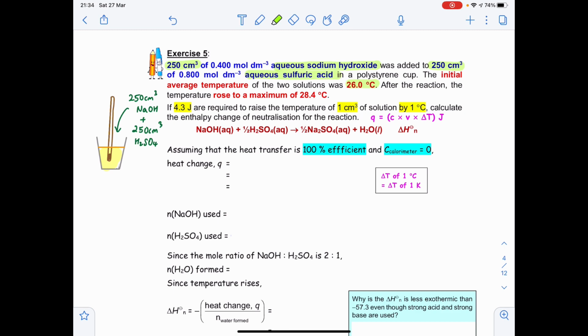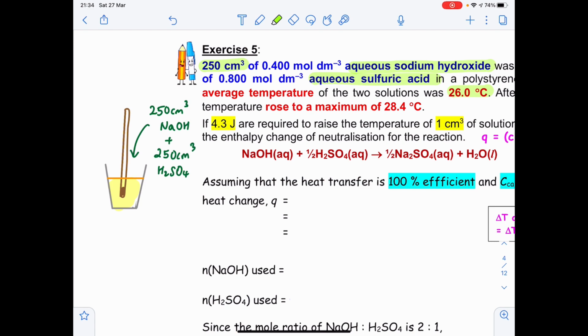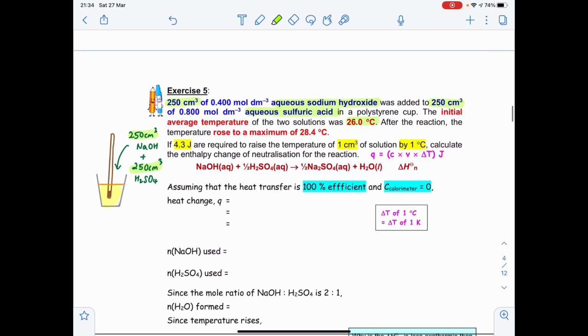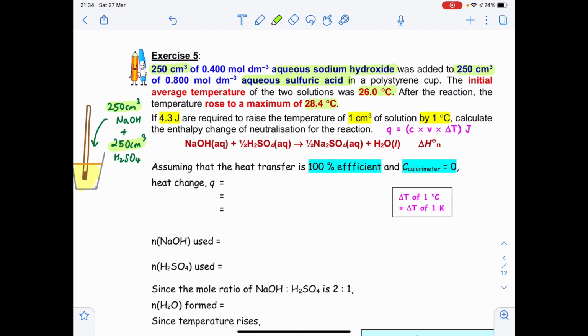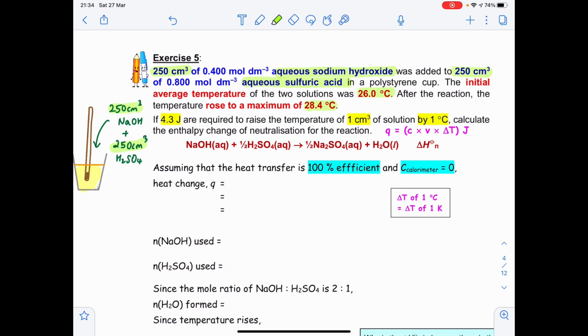I will draw a setup for the experiment to remind myself of the total volume of the solution added to the cup. After mixing, the temperature of the final solution is measured and the maximum temperature reached is found to be 28.4 degrees Celsius. You are given that 4.3 joules of heat is required to raise the temperature of 1 cm³ of solution by 1 degree Celsius. So to calculate Q, which has a unit of joules, you need to take 4.3 times V times delta T, where V is the total volume of the solution in the cup, because the temperature change is the temperature of the solution in the cup.